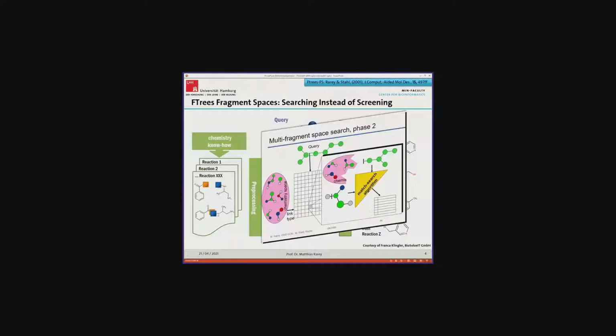Okay, so the search machinery is based on feature trees, which is a pharmacophore-like descriptor. It has several advantages.